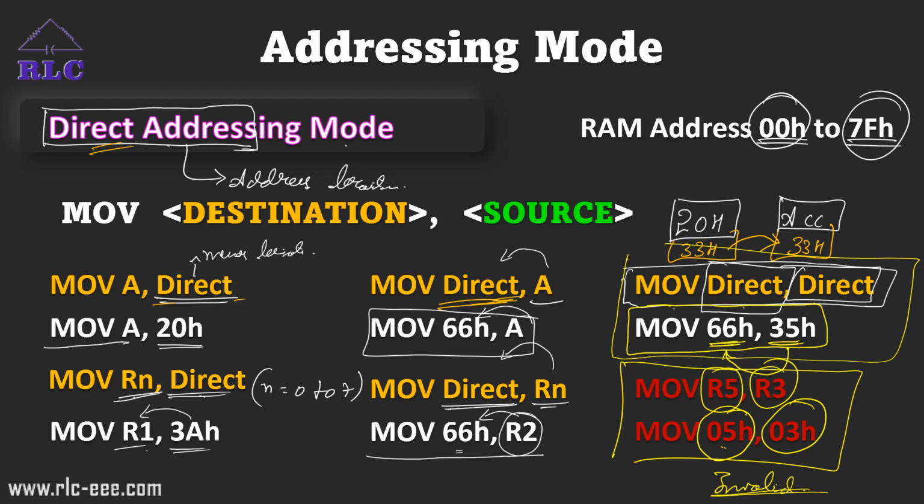And to distinguish between data and address, we can observe it here. We have not used any pound sign or hash. If it were hash 20H, it would be data. Without this pound sign, it will be an address. This is direct addressing mode.